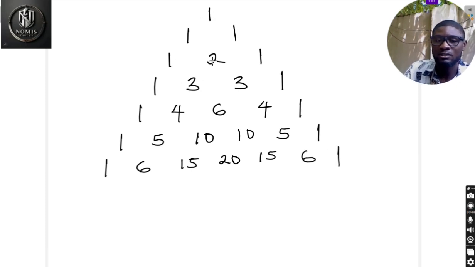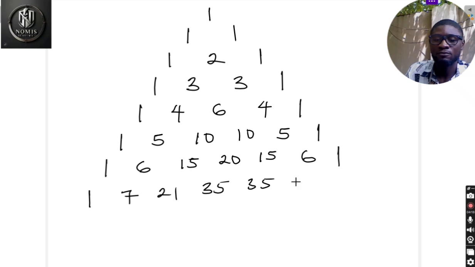You can see how this is forming a triangle. Let's take the last one here. 1. 1 plus 6, 7. 6 plus 15, 21. 15 plus 20, 35. 20 plus 15, 35. 15 plus 6, 21. 6 plus 1, 7. And lastly, we should have 1. You can see we are forming a triangle.